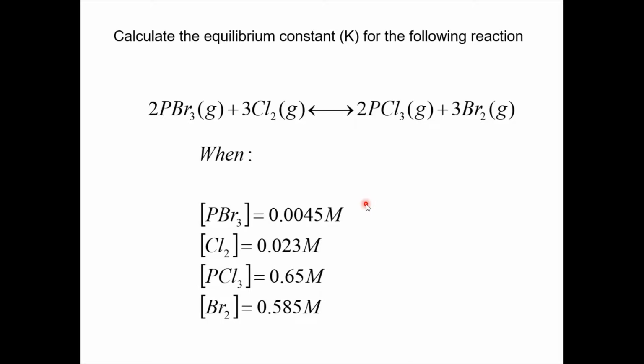Okay, so the last one. This one says calculate the equilibrium constant K for the following reaction. Oh wait, no, I'm sorry. This is not the last one. It's the second to last one. So we've got this chemical equation. We already figured out the equilibrium constant expression for it, the law of mass action. Let's take that and plug these numbers into the equation and figure out the answer.